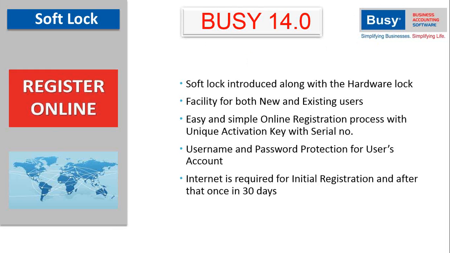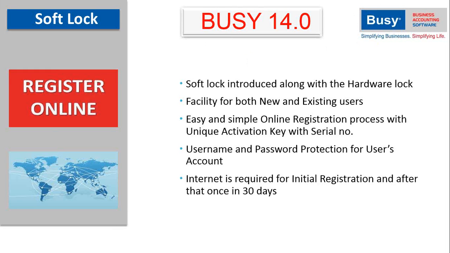Now, the limitation with the dongle is that it can be lost. It's like a hardware device. If it is lost, you have to buy a new one. But the soft lock license is a soft key. If it is deleted, you can get it back. You can save it anywhere, in an email. So there is no chance of getting it lost in case of soft lock registration. So both the options are there: soft lock is there, hardware lock is there.